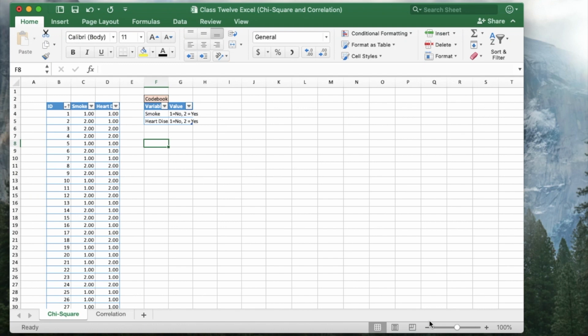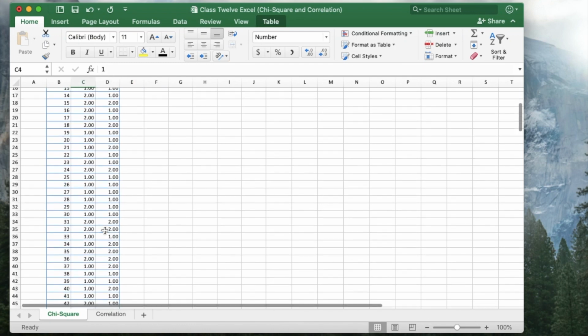So in our example, we have smoking and heart disease. And in our little code book here, we can see that for both smoking and heart disease, a 1 indicates no and a 2 indicates yes. And here is our sample data.